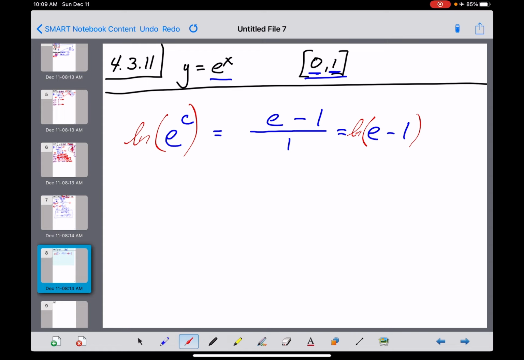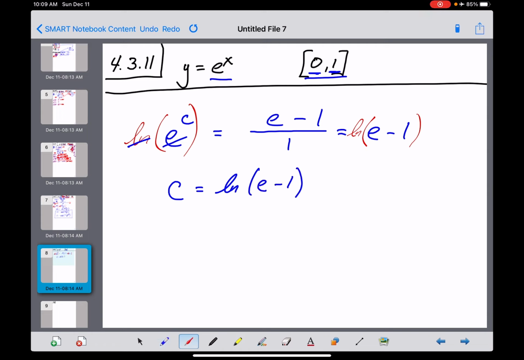But notice the parentheses there, guys. That's important. We do the natural log of the entire quantity here of e minus 1, not natural log of e and then minus 1. Okay, so the natural log and the e here drop out, and we get c is equal to the natural log of the quantity e minus 1.